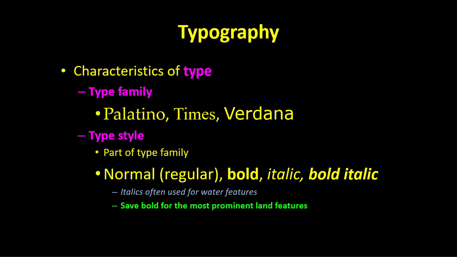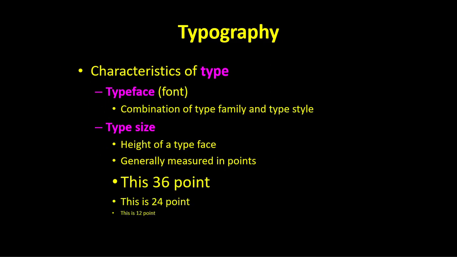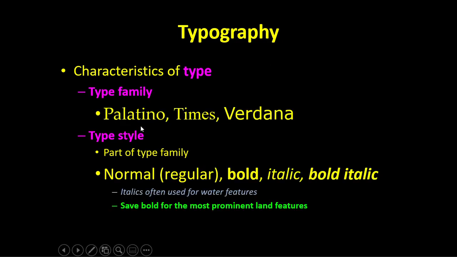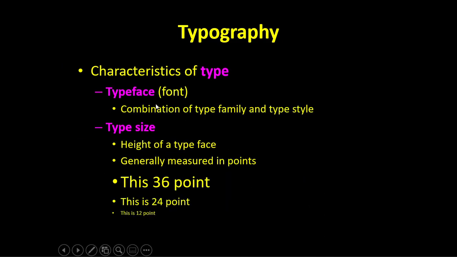And I have examples of them, Palatino, Times, Verdana, in which I have put those particular types of text into a particular family. And these are families that are grouped. A type style is when you have it regular, or you bold it, italicize it, or then bold italicize it. And so when we think about a particular font, as we use that term typically, that's typeface, which is a combination of both type family and type style. So we think of, let's say, Times in bold, that is a particular typeface.